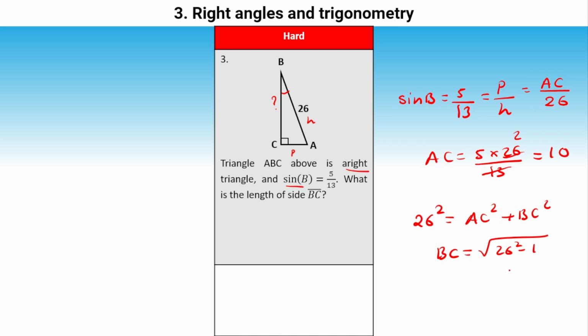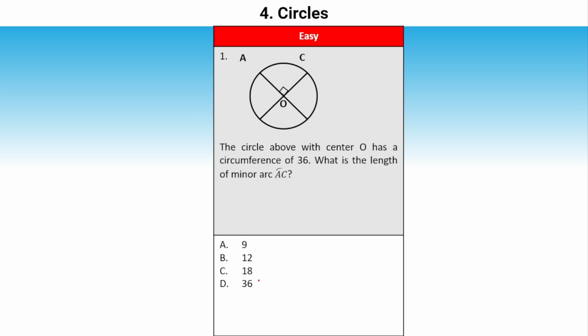Okay, that is how much? Okay, that is 10 square. So this is basically root over 576, and this is equal to 24. So our answer is 24. Okay, let's move to the last topic. Okay, this is our circle.